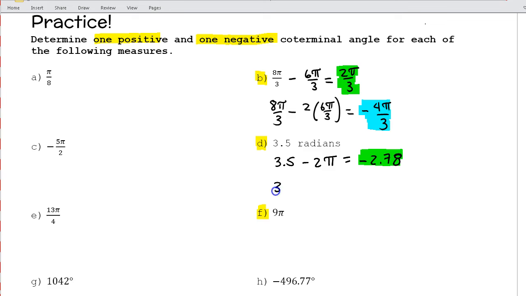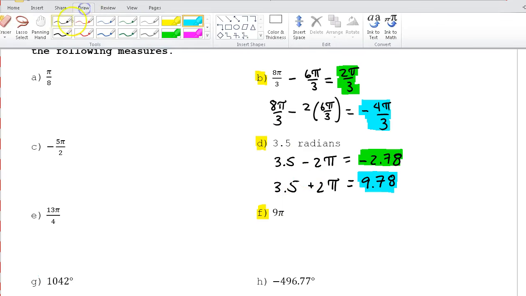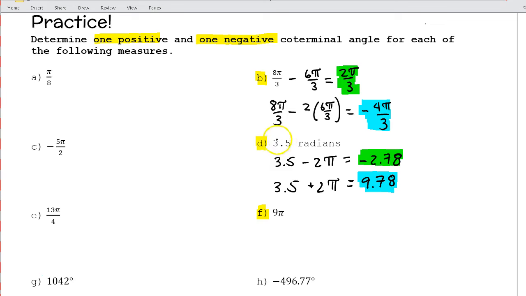And then I'm going to take 3.5 and I'm going to add 2 pi. And again, plugging everything into the calculator, that should give us about 9.78 radians. Our original angle 3.5 radians, we knew that that was less than 2 pi. 2 pi would have been around 6.28, so that's how we knew to just add and subtract 2 pi and we would get our answers.